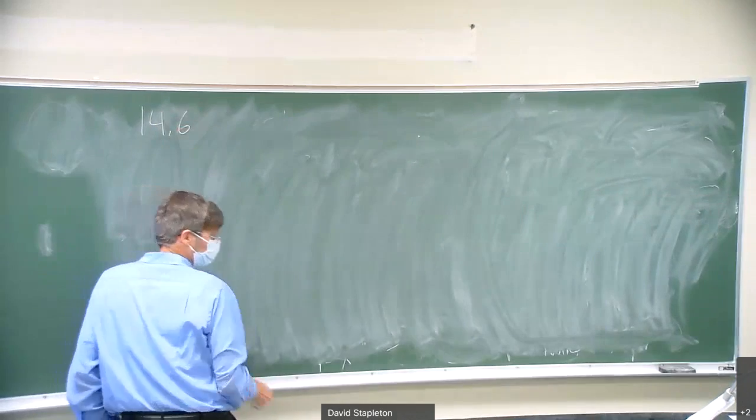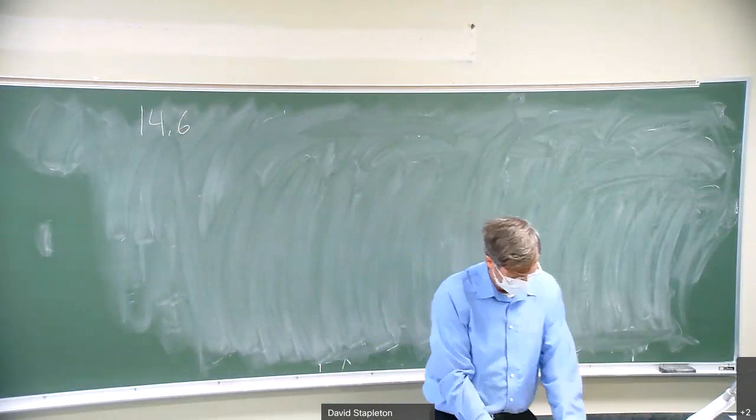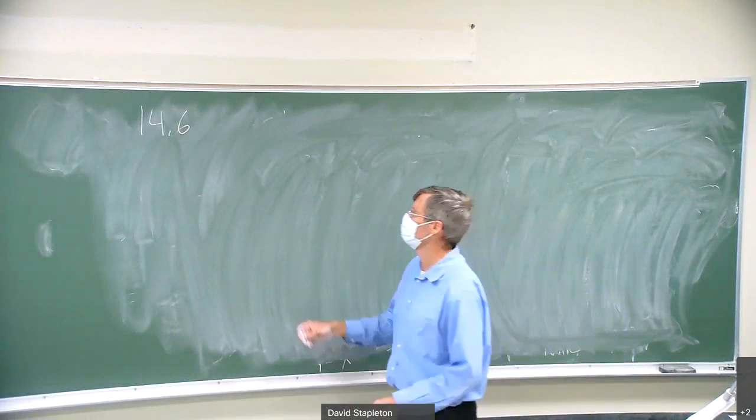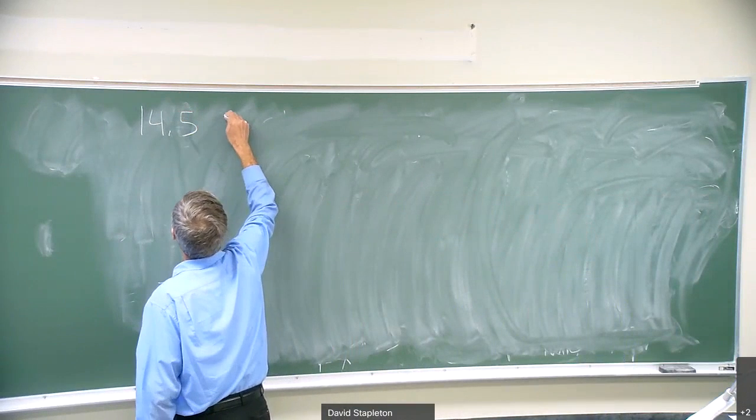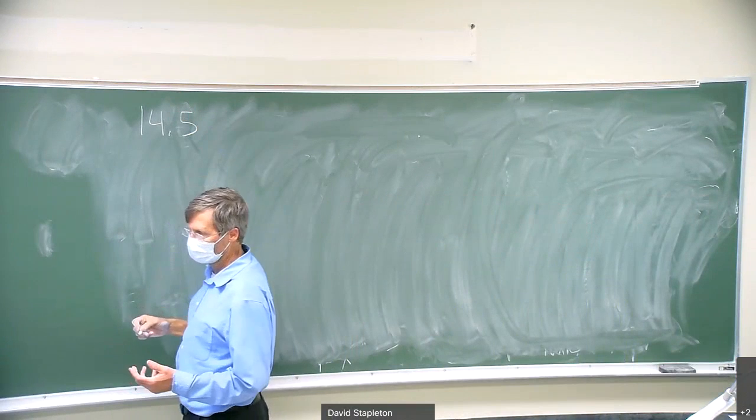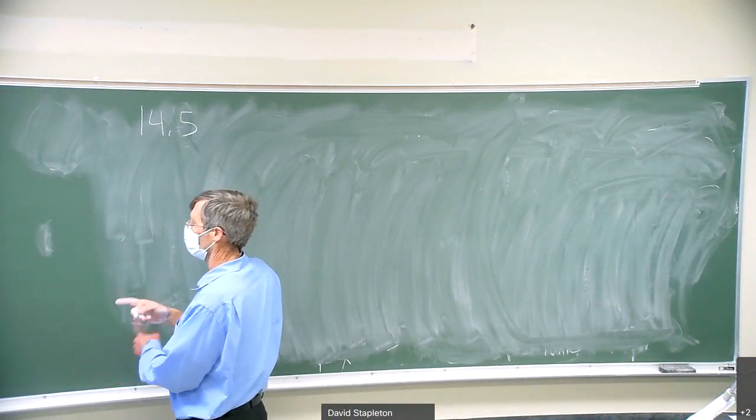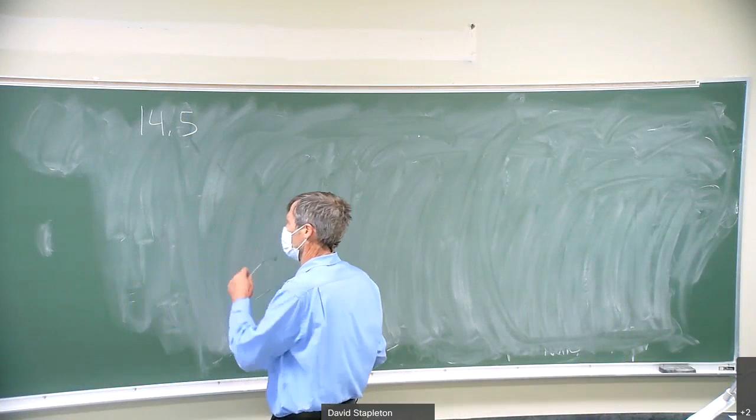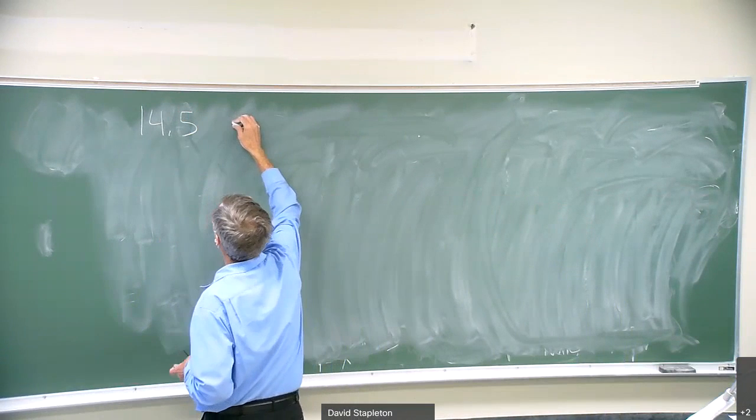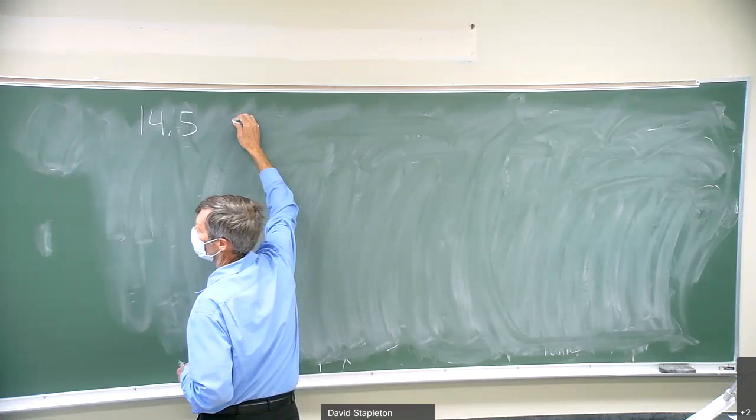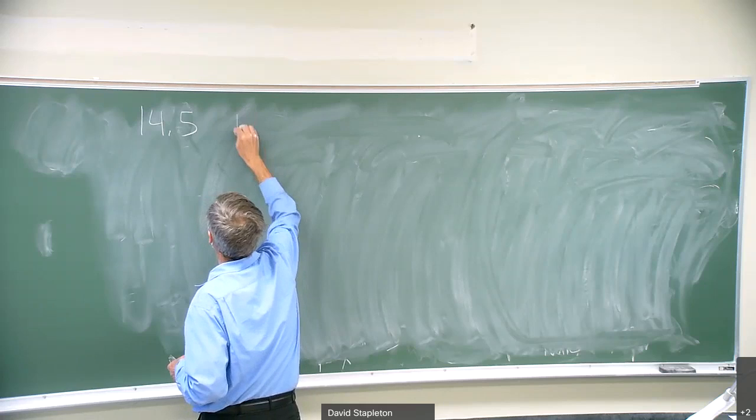Or my sections, let me make sure. Oh, I'm sorry, we're skipping over 14.4, and we're going to 14.5, which sort of comes naturally first anyway. I don't know why they put them in this order. Maybe there's some reason I haven't figured out, but 14.5 is on triple integrals.